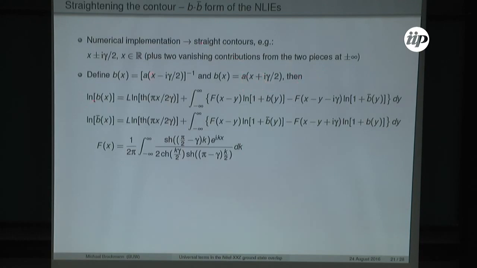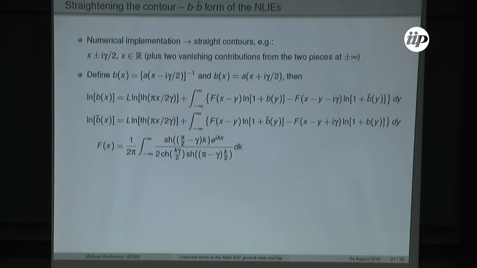With these two definitions, one can derive a set of two coupled nonlinear integral equations with an explicit driving term and convolution integrals. Here you have B and B bar, and here you have also B bar and B. And the new kernel F has the following structure. It is a Fourier integral of a certain ratio of sinh and cos.